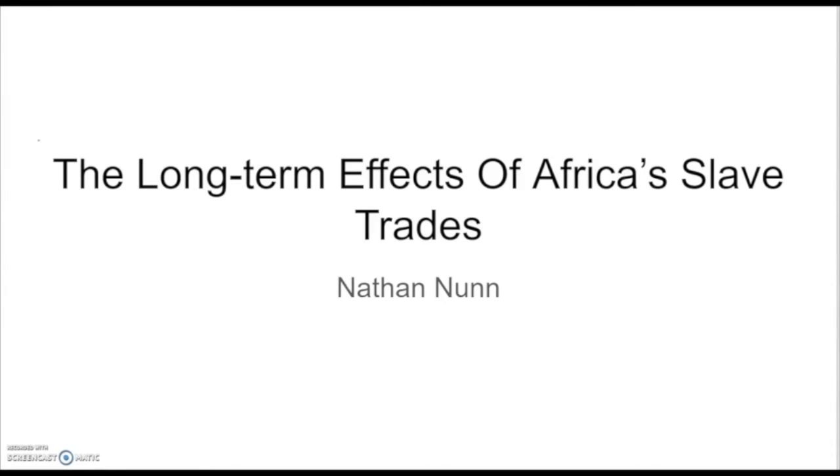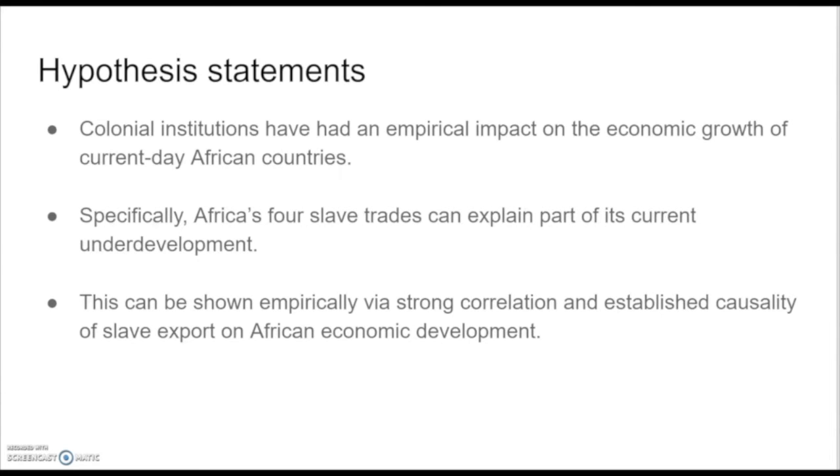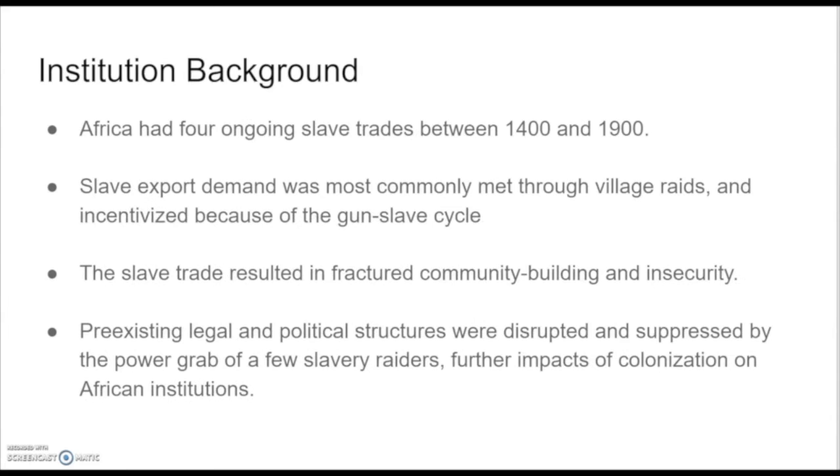Whereas Emily's paper discusses the positive impacts of non-extractive policy on Africa and underdevelopment, my paper focuses on the negative impacts of extractive policy, particularly how slave exports led to lower development in Africa. The hypothesis then is simple. Economic growth will be negatively impacted by slave exports, and this will be shown by a strong correlation and established causality.